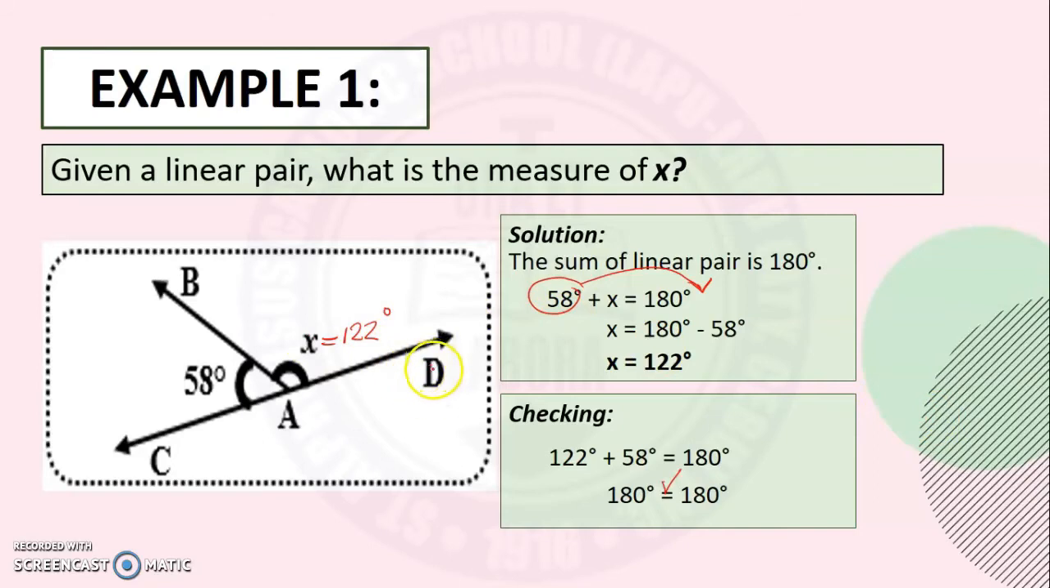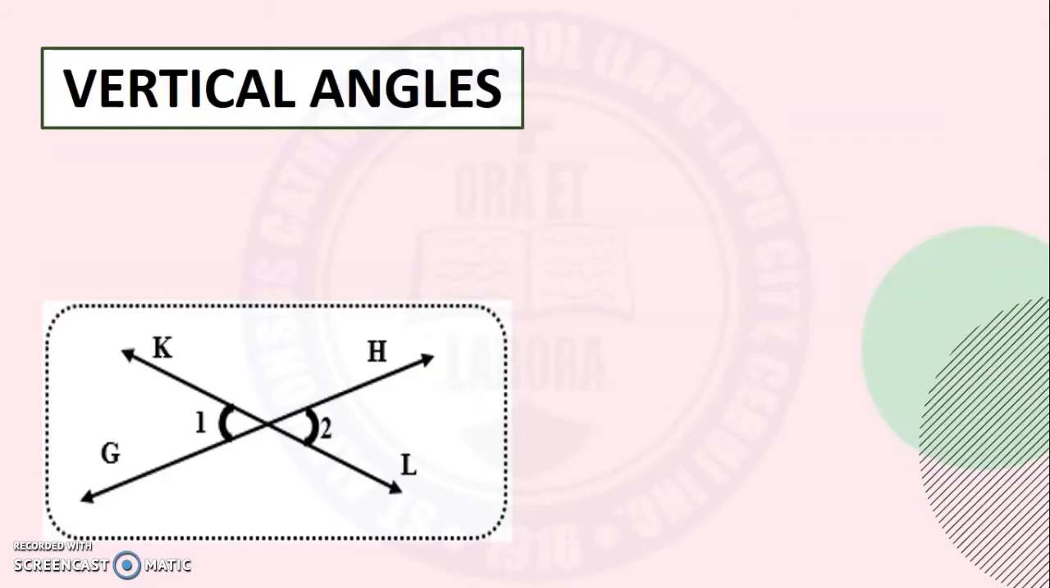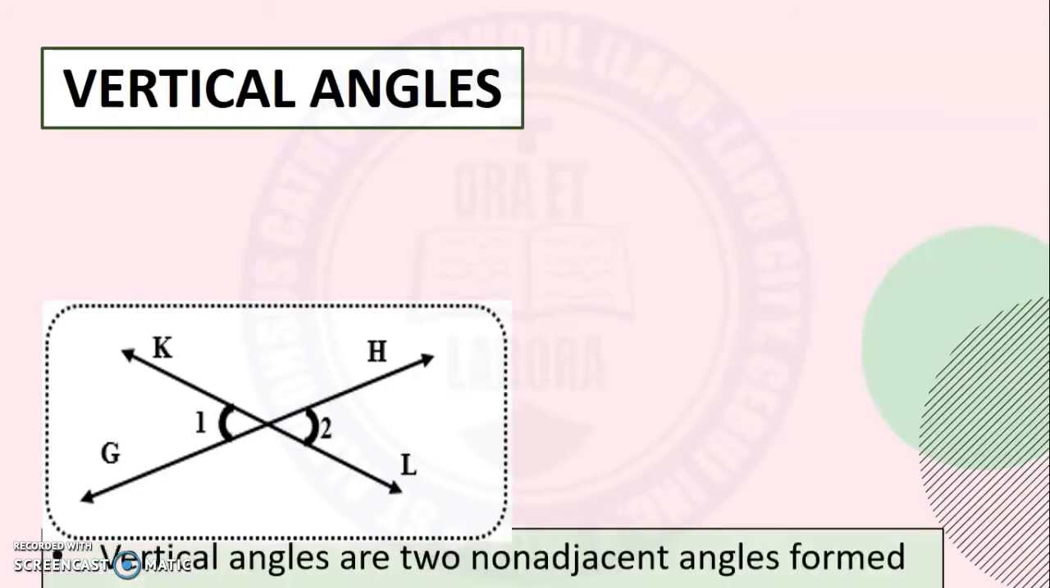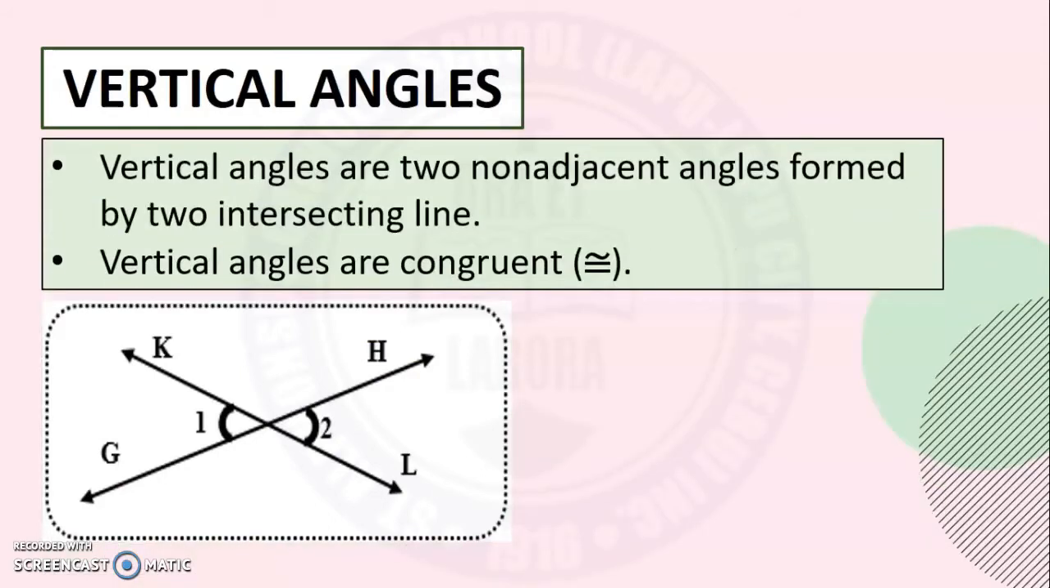Now let's proceed to another type of angle pair, which is vertical angles. When we say vertical angles, these are two non-adjacent angles formed by two intersecting lines. Vertical angles are congruent. When we say congruent, that means equal. So vertical angles are equal.